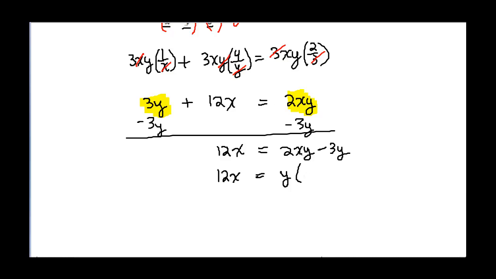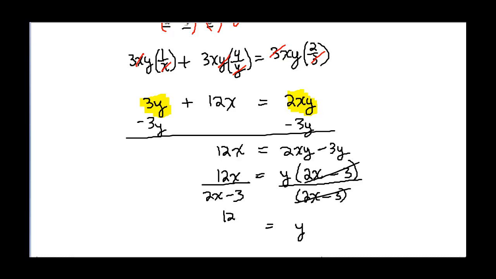I'm going to factor out a y in both of these terms. After I factor out y, I'm going to be left with a 2x minus 3. Now I have y times this thing, and the opposite of multiplication is division, so I can divide both sides by 2x minus 3. The 2x minus 3's cancel, and we'll have that y equals 12x over 2x minus 3. And this is my solution here.